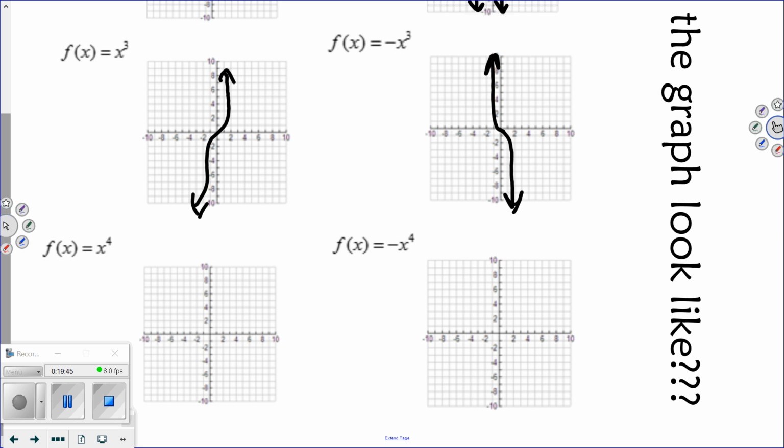Dalton. X to the fourth. Arrows? Good. All right, pick somebody to do negative x to the fourth. Dylan, negative x to the fourth. It's the only one who picked up the red pen. Good. All right, pick somebody to do x to the fifth.